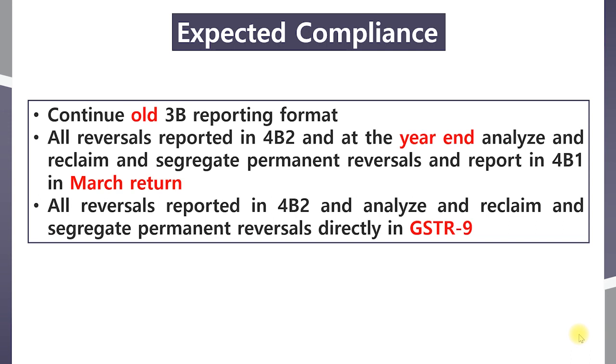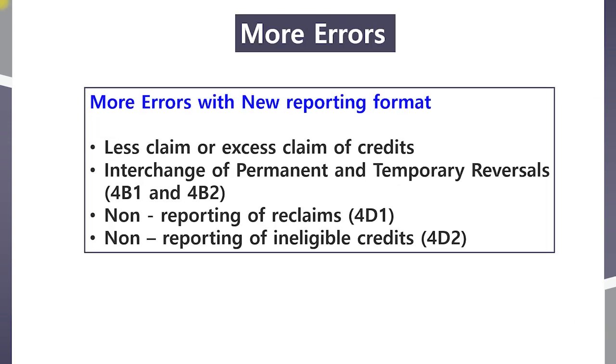So, although the procedure is so very cumbersome and complicated, people may resort to simpler ways of reporting in their own methodologies. All this means that in the simple existing form 3B itself, we have practically seen so many varieties of errors occur. And given that the new reporting format will pitch in, it will certainly lead to more errors. It could be like we end up claiming less credits or excess credits are claimed, interchange between permanent and temporary reversals, non-reporting of reclaims, non-reporting of ineligible credits, all these errors might occur.